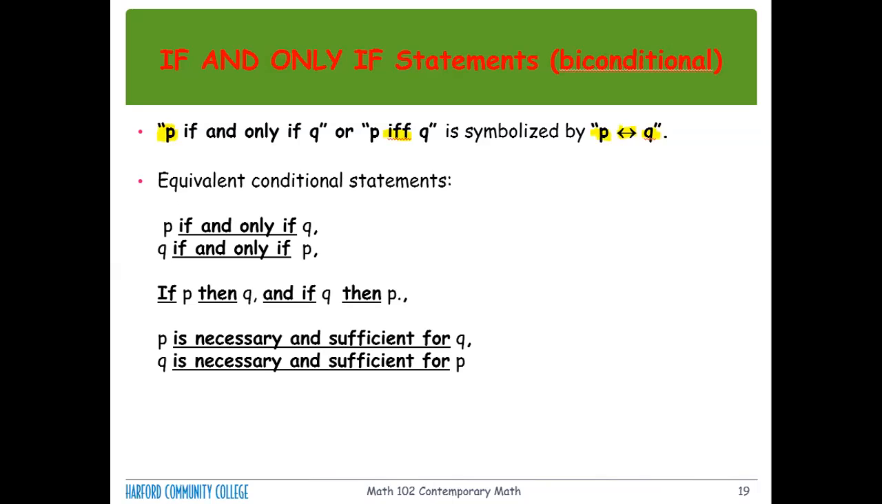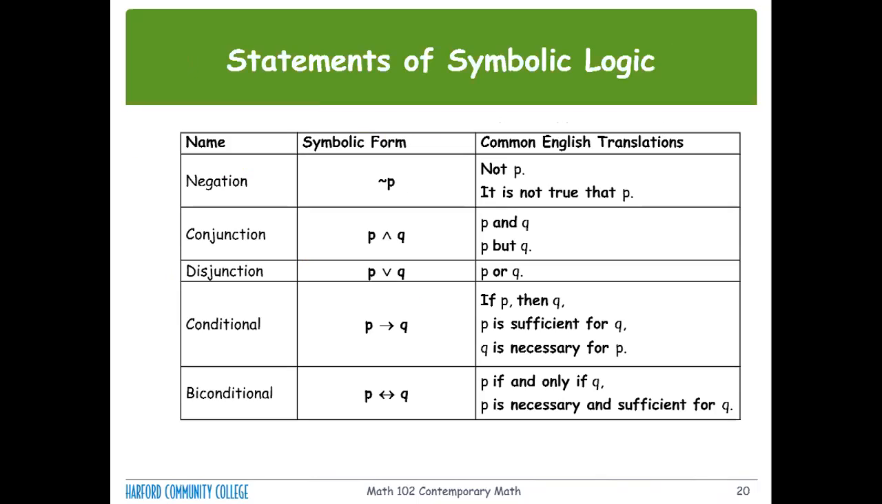There are equivalent statements for P if and only if Q: Q if and only if P; if P then Q, and if Q then P; P is necessary and sufficient for Q; Q is necessary and sufficient for P. Again, to minimize the confusion, just stick with the connective if and only if in the straightforward form as P if and only if Q.